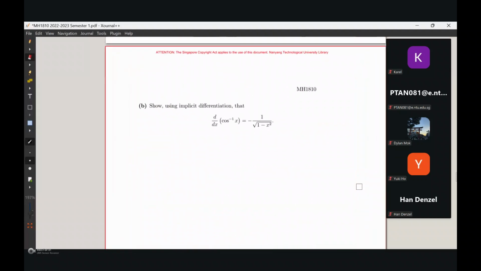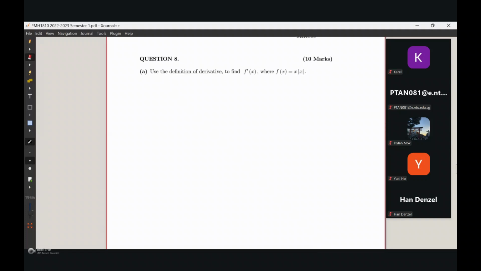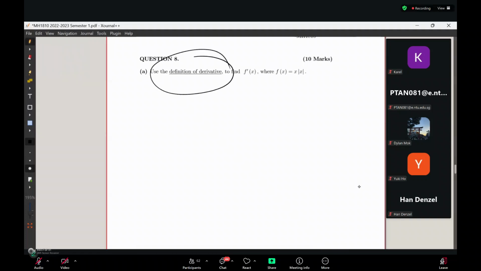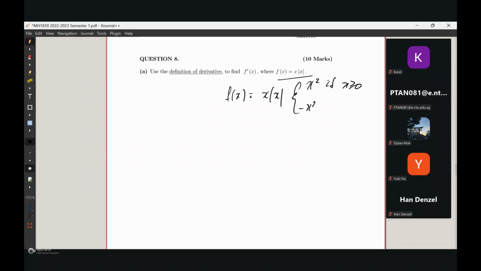Question 8. Okay, we're almost done. Question 8 is here. Using the definition of derivative, find f prime x. I think this is the tutorial question. So remember that f(x) is equal to x|x|. This is equal to x squared if x is more than 0, negative x squared if x is less than 0.